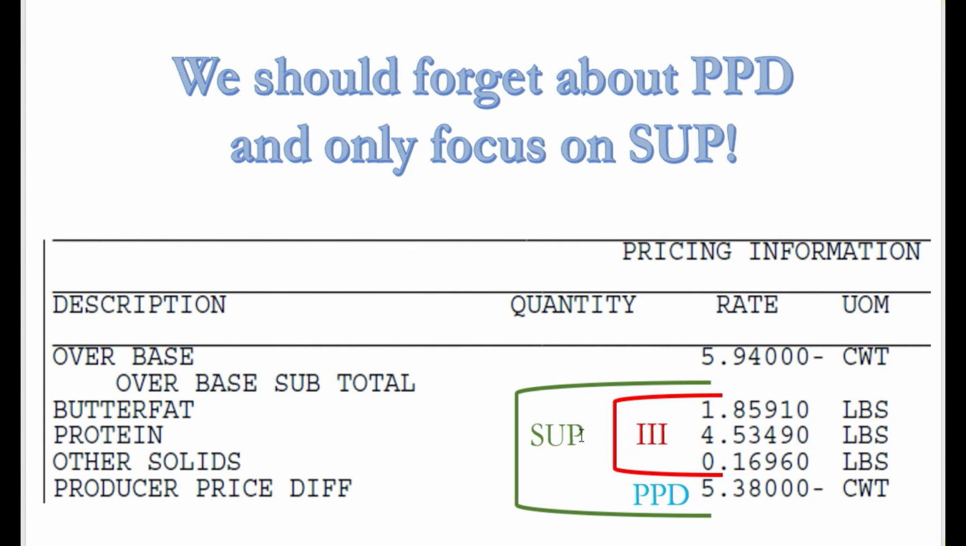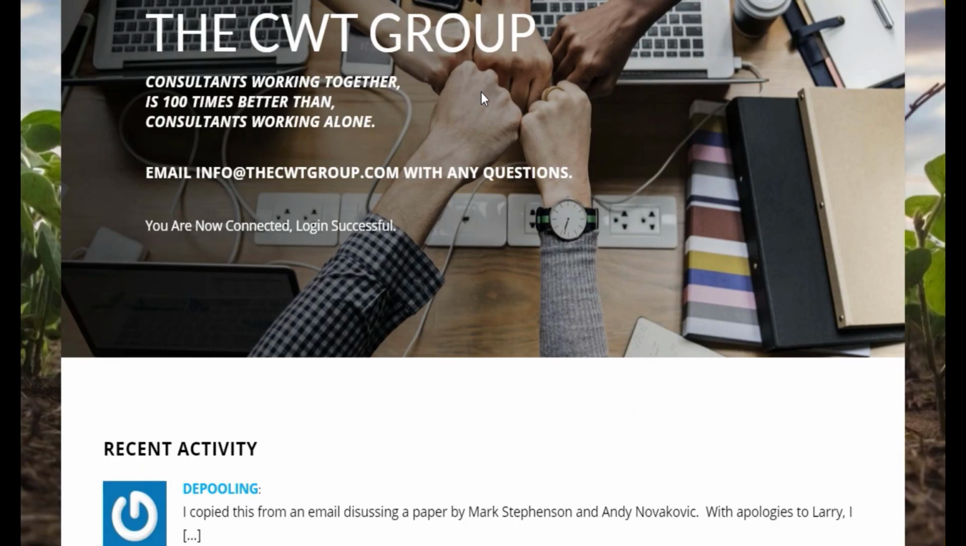But again, what's important to the dairyman is the statistical uniform price, which is the total price paid for the milk. If you find this program informative, it is being released through a website called the CWT Group, and there are numerous programs that get put on that for milk pricing with regular updates as to what's going on in the market. So you go to thecwtgroup.com, become a member of the website, and then subscribe to the milk price and pricing videos.